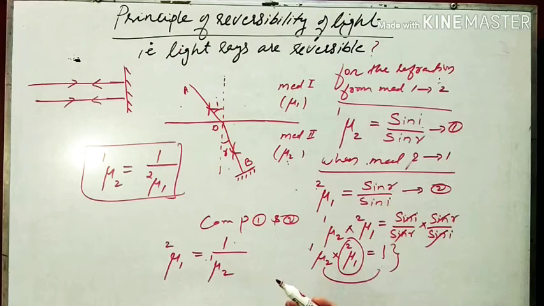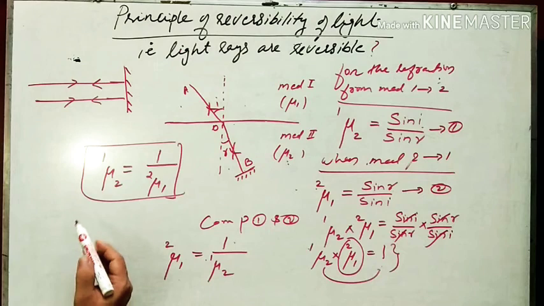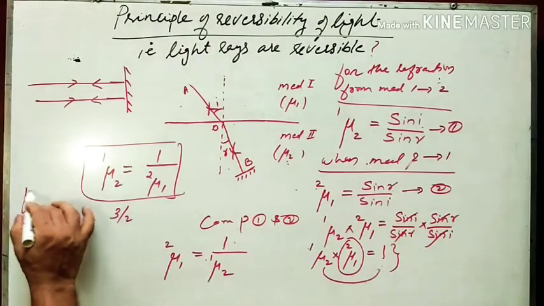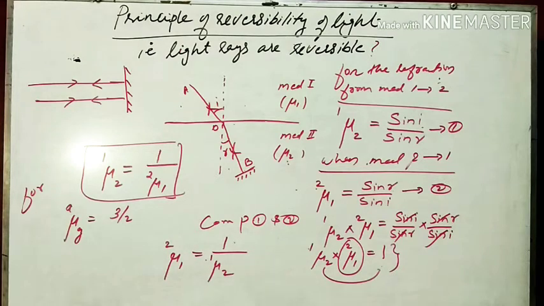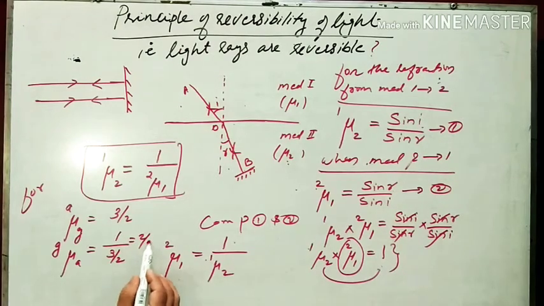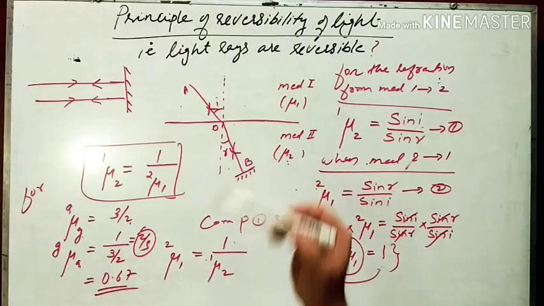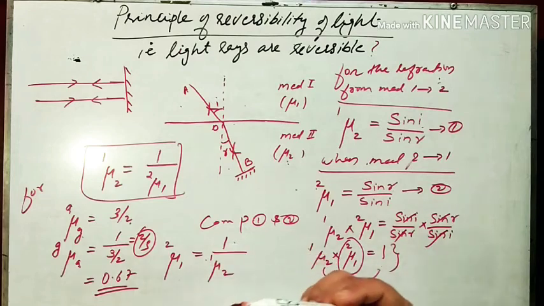We have already studied this in the previous session, so let us check how it happens. For example, the refractive index of glass with respect to air is 3 by 2. This is how it is applied in real problem situations. What will be the refractive index of air with respect to glass? It will be the reciprocal of that: 1 divided by 3 by 2, which is equal to 2 by 3. We are getting the refractive index of air with respect to glass as 2 by 3, that is almost 0.67. So if the refractive index of glass with respect to air is 3 by 2, then the refractive index of air with respect to glass is just the reciprocal of that. Clear? Yes, this is how the principle of reversibility is applied in problem solving situations.